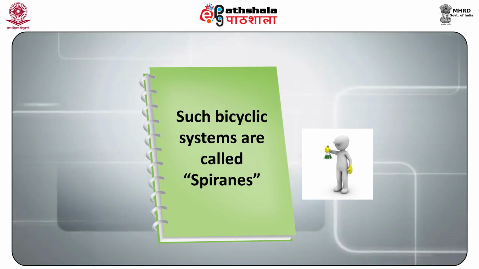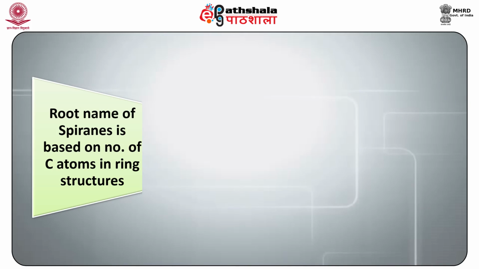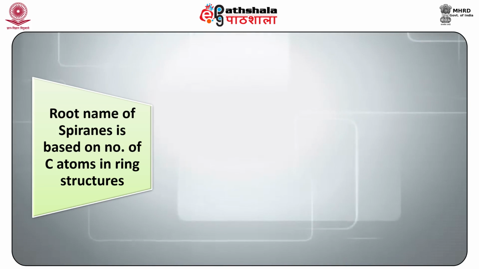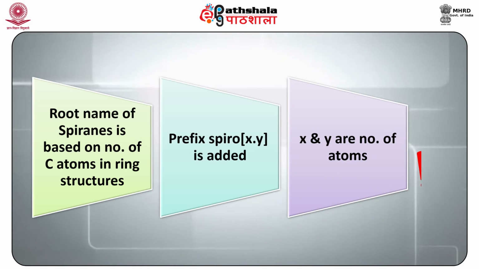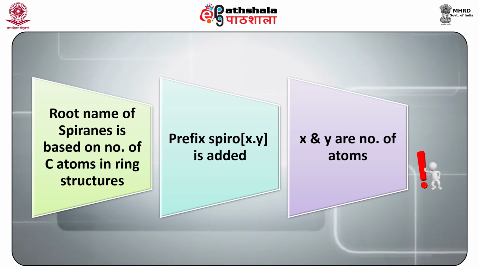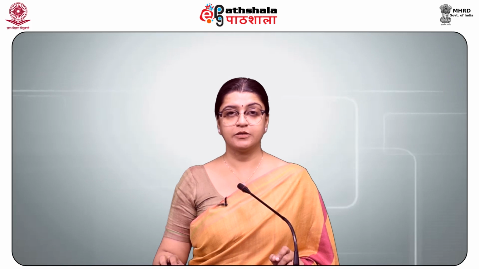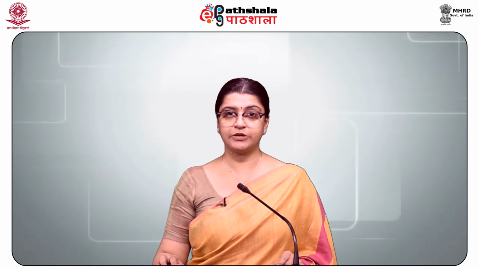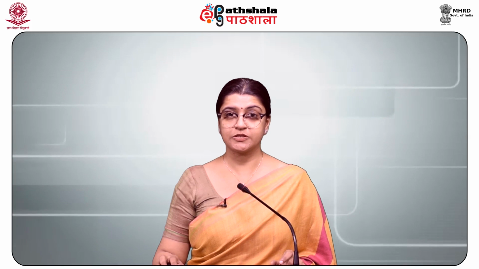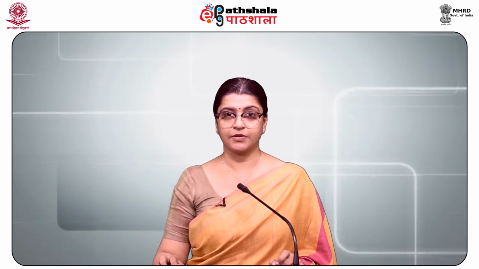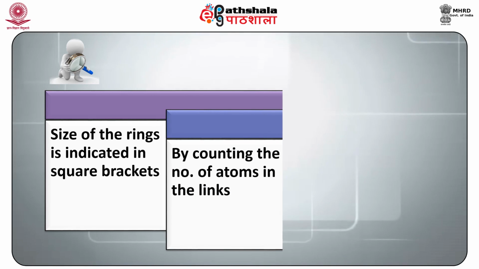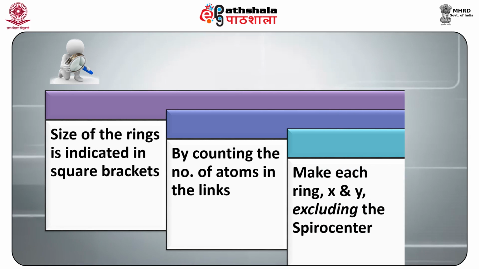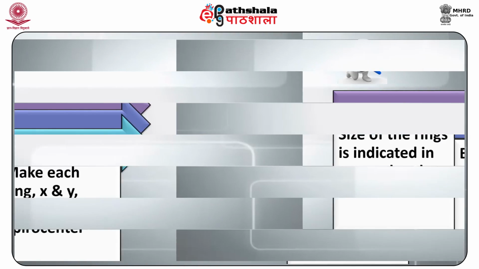are called spiranes. The root name of spiranes is based on the number of carbon atoms in the ring structures. We use the prefix spiro with square brackets wherein we write the numbers of carbon atoms in each ring, in such a manner that the first number is given to the ring which is smaller in size and the second number is given to the ring which is larger in size. The size of the rings is indicated in square brackets by counting the number of atoms in the links that make each ring, excluding the spiro center.